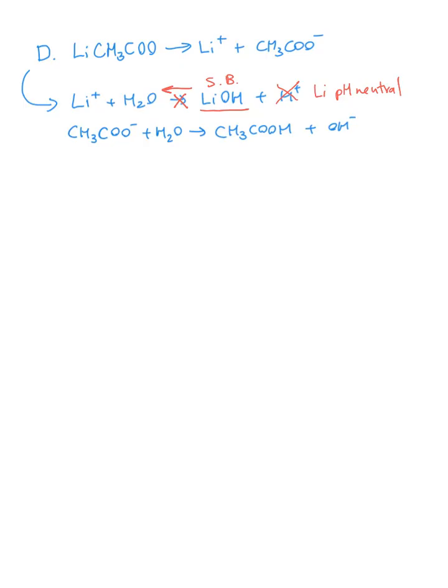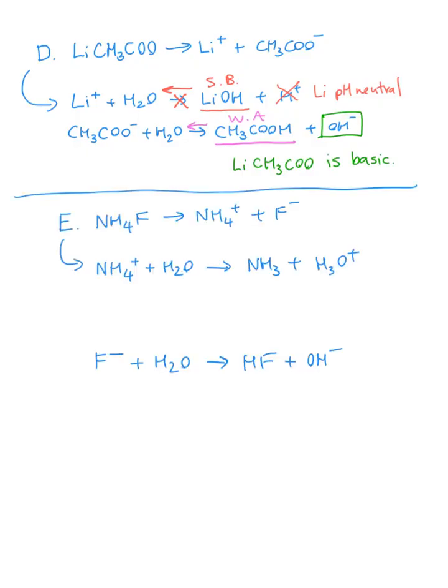Now if you look at acetate ions, when acetate ion reacts with water, it will produce acetic acid. Acetic acid is a weak acid, which means it will be in equilibrium, so the reversible reaction will occur. Therefore, the overall reaction for this solution will produce hydroxide ions. Therefore, the lithium acetate salt is a basic salt because it produces hydroxide ions. Next, let's take a look at example E.